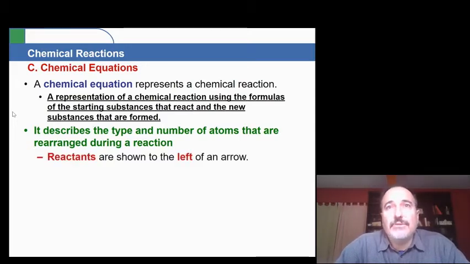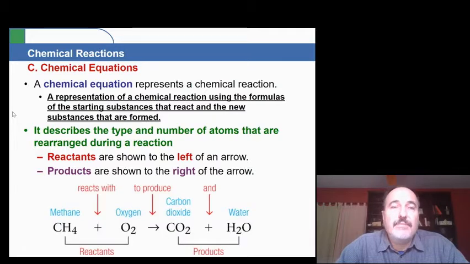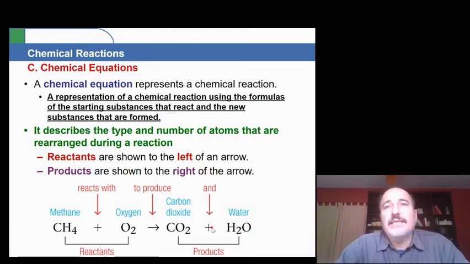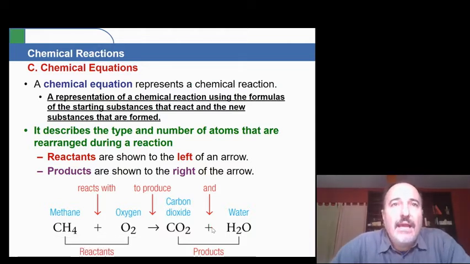Remember, reactants are shown to the left of the arrow, products are shown to the right. Individual reactants are separated with a plus sign, just like individual products are separated with a plus sign. Now, you could have something like this, which is known as a skeletal equation, or an unbalanced chemical equation, that just tells you what the reactants are and what the products are.